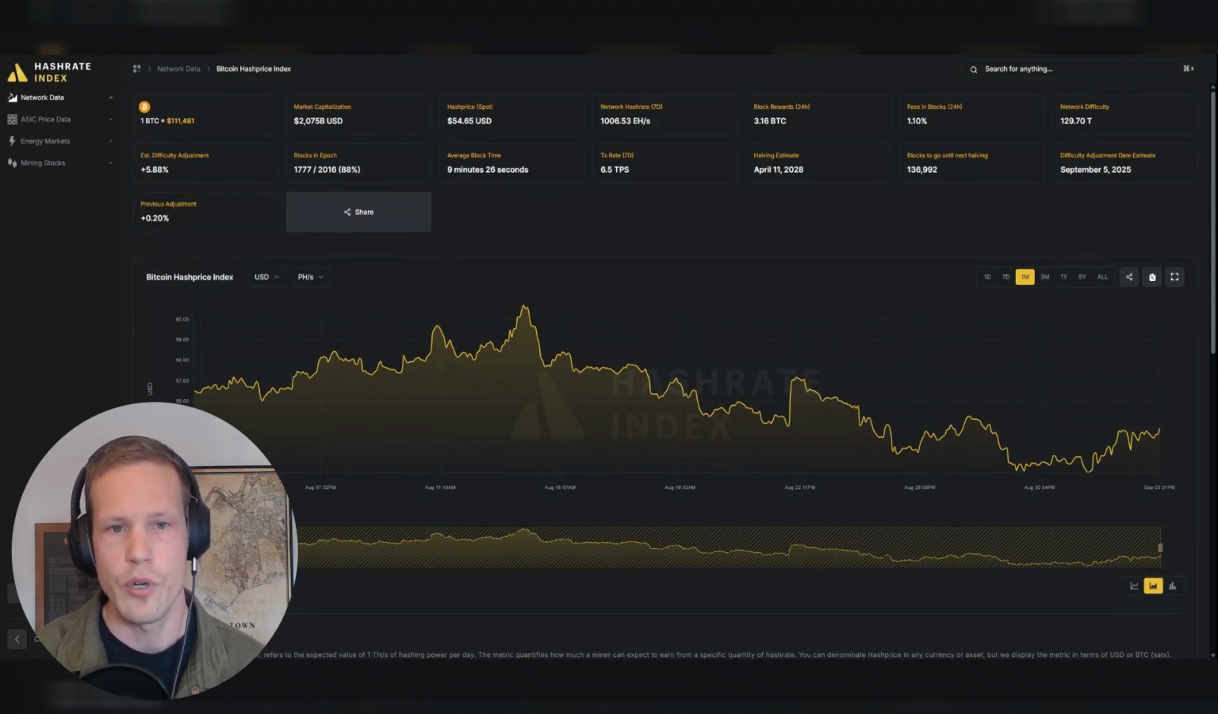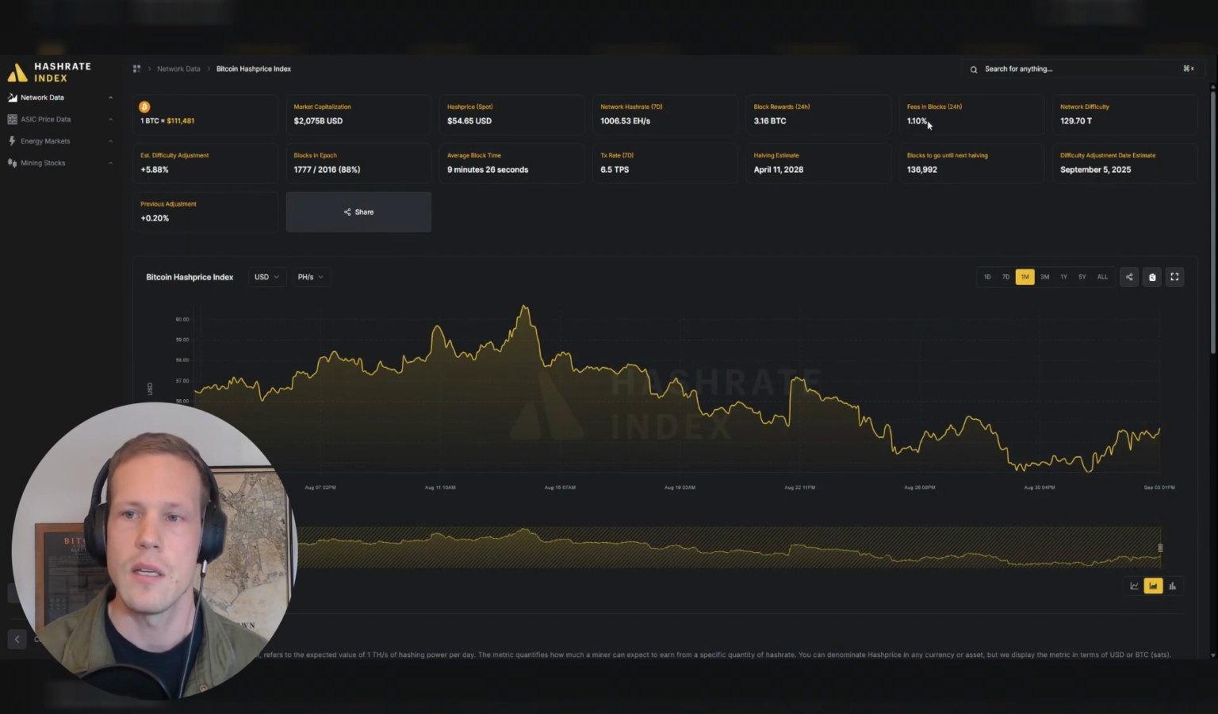It's $54.65 per petahash per day. You can divide that by 1,000, and then you have your hash price per terahash per day. You have the current network hash rate, over 1 zettahash now, over a 7-day span. We have the current block reward, 3.16 Bitcoin.